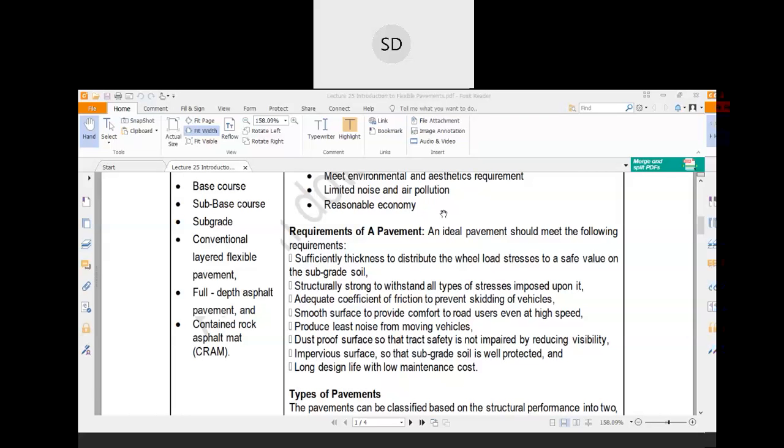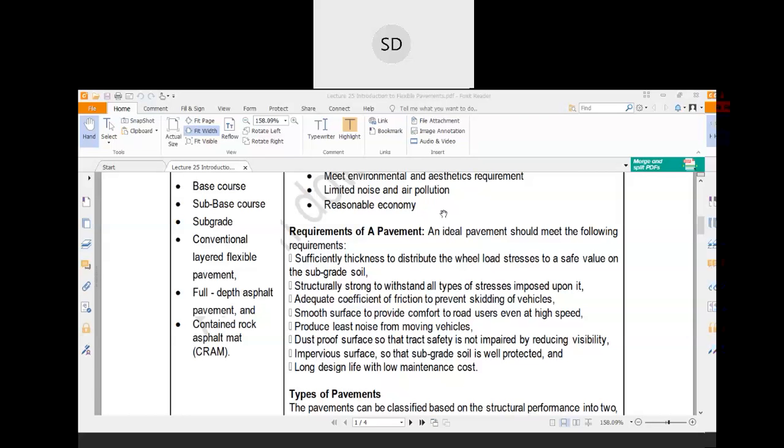Then structurally strong to withstand all types of stresses imposed upon it. It may be different types of stresses, it may be some compressive stresses, it may be some impact load. So the pavement should withstand all types of loading compositions. Then adequate coefficient of friction to prevent skidding of the vehicles, as well as a smooth surface so as to provide comfort to the road users even at higher speed, and produce the least noise from moving vehicles.